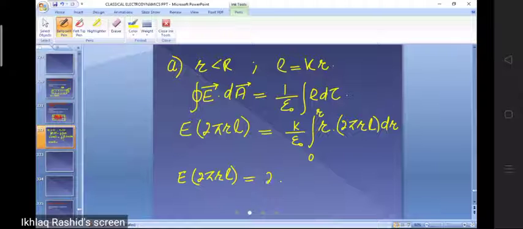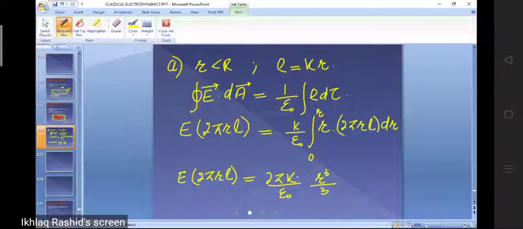That's equal to 2 pi multiplied by K divided by epsilon naught. And here what we have is this will be our r square. So the integration of r square will be equal to r cube divided by 3. Lower limit is 0, that will vanish. Upper limit is r. Simply it is r cube by 3.